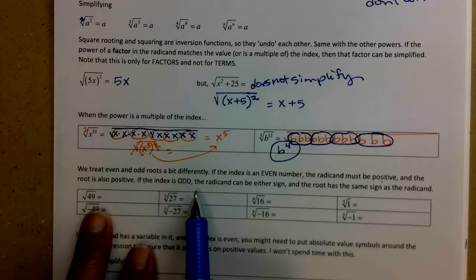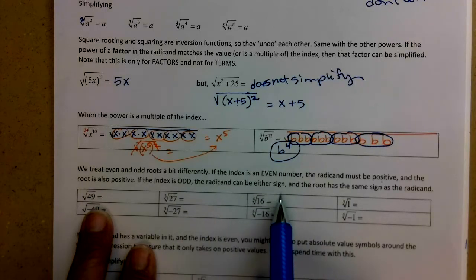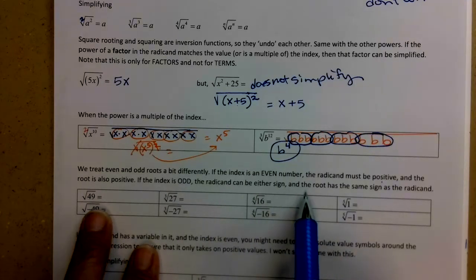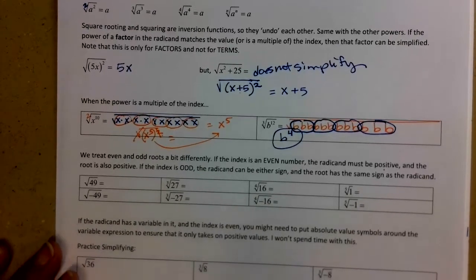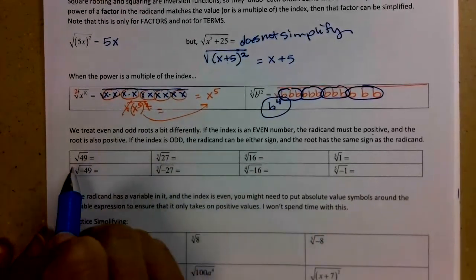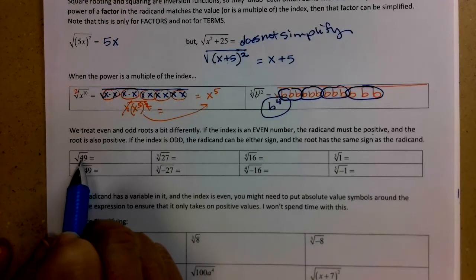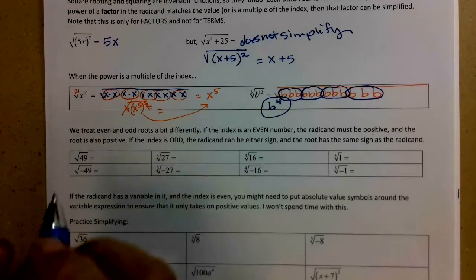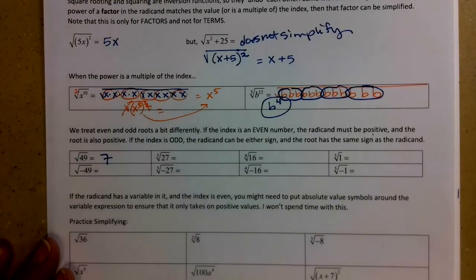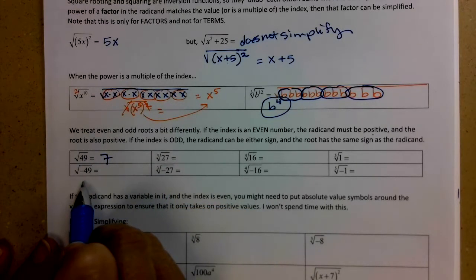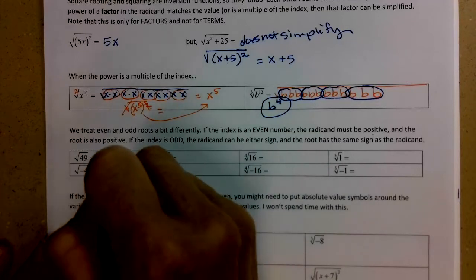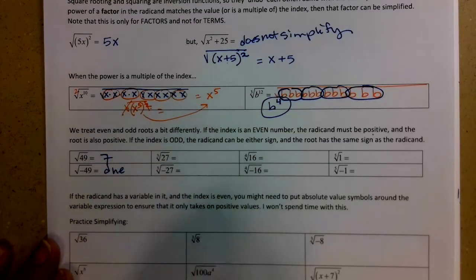Now, if the index is odd, the radicand can be either sign, positive or negative, and the root has the same sign as the radicand. Remember that radicand is the part underneath. So, square root of 49. 49 is positive. Square root of 49, 7. Square root of negative 49, we can't do that one. So we're just going to say does not exist for now.